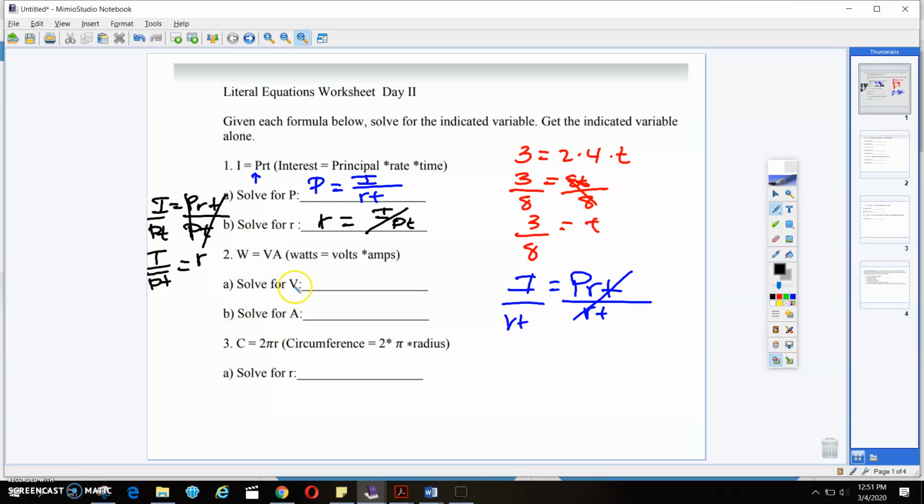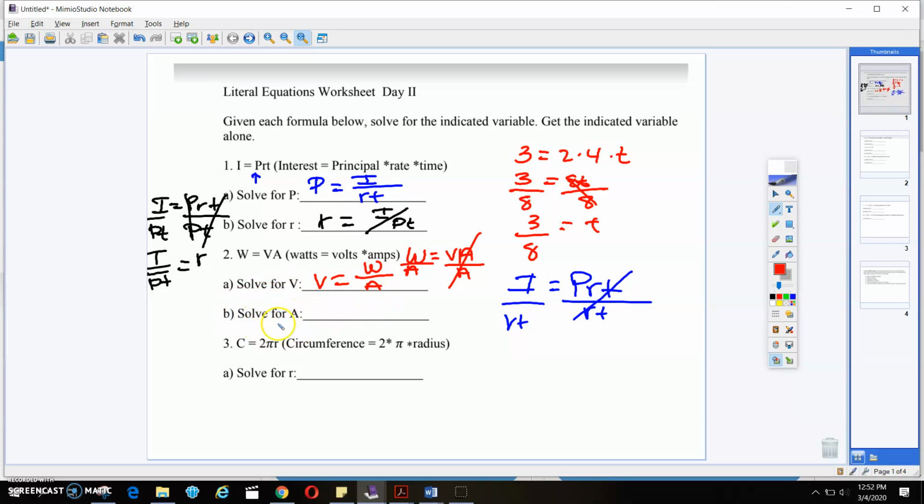On number 2, it says solve for v. So we're trying to get v by itself. So we're going to divide both sides by a. Okay? So we've got w equals va, and we're going to divide by v on both sides. Oh, I'm sorry, divide by a on both sides, so that we can get v by itself. So v is going to equal w divided by a.